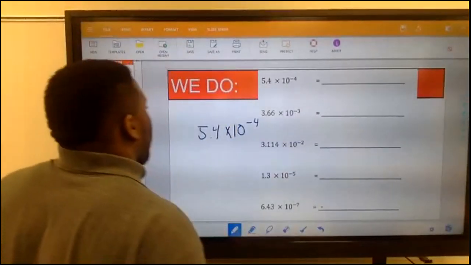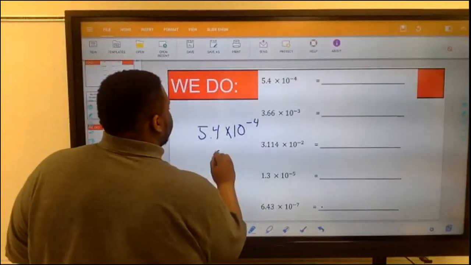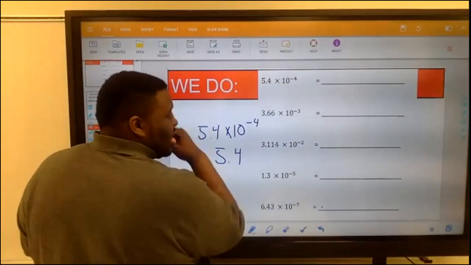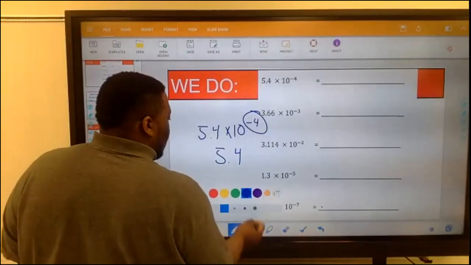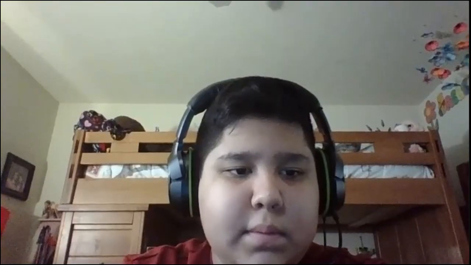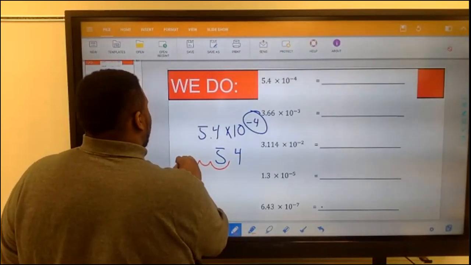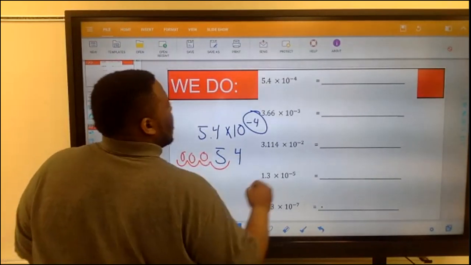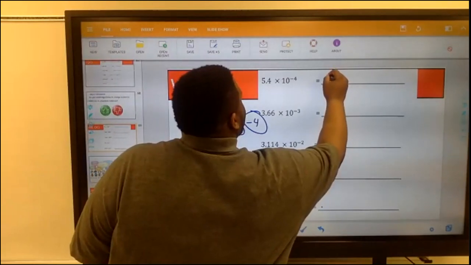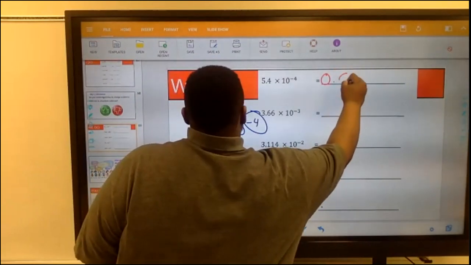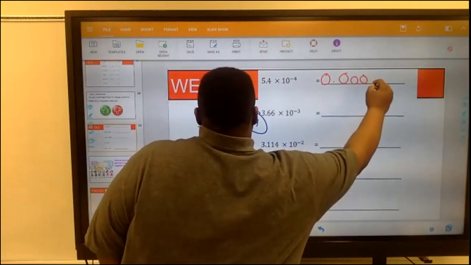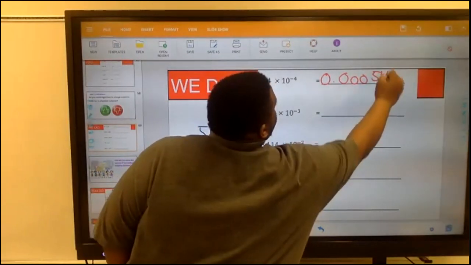All right, so 5.4, this is negative, right? 4 times to the left. Go to the left. 1, 2, 3, 4. So your answer will be 0.00054. Okay.